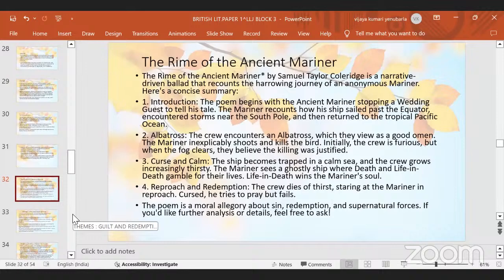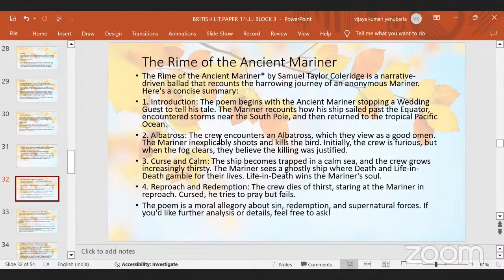to all the visitors. A marriage is taking place and he's stopping each and every visitor and narrating his story. So the poem begins with the ancient mariner stopping a wedding guest to tell his tale. The mariner recounts how his ship sailed past the equator, encountered storms near the South Pole, and then returned to the tropical Pacific Ocean. So he stops each and every visitor and tries to explain his story. And he warns them not to go on such a voyage, not to do such things as what he has done in the ship. So there is another one, that is the albatross.